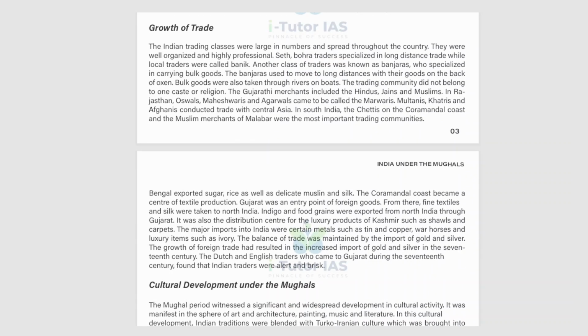Next is the growth of trade. The Indian trading classes were large in number and spread throughout the country. They were well organized and highly professional. Bohara traders specialized in long distance trade, while local traders were called Banik.